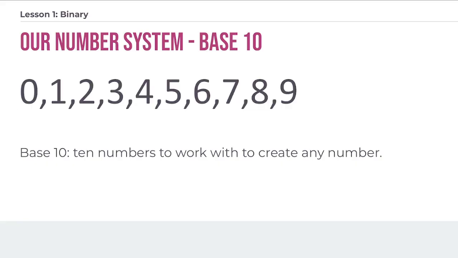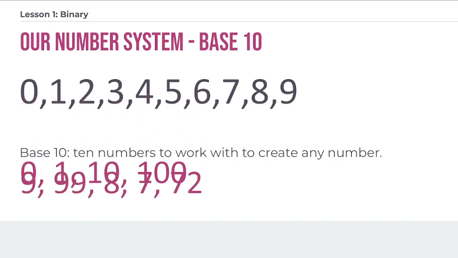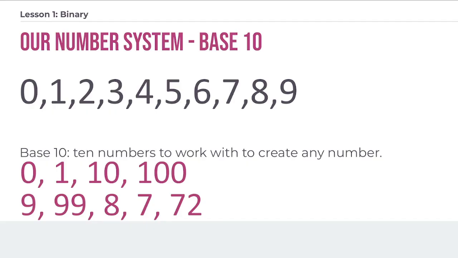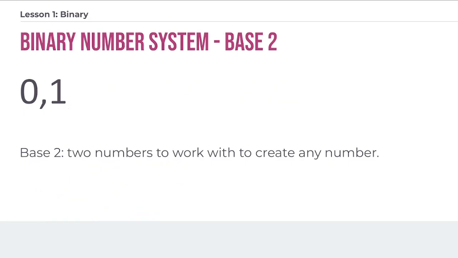That's how we are able to create not just 0, 1, 10, and 100, but 9 and 99 and 8 and 7 and 72 and all of those different numbers that come in between. We are able to combine 10 different digits, an infinite number of combinations, to create numbers. So that's different from the binary system. We already talked about how we only have zeros and ones, and so we can only use zeros and ones to represent numbers.